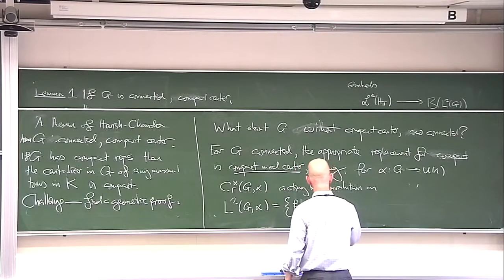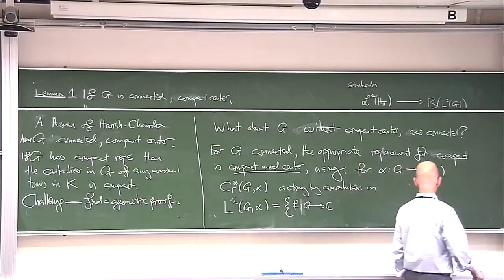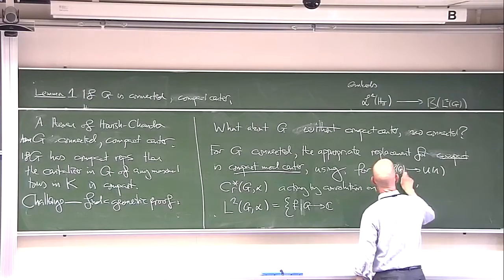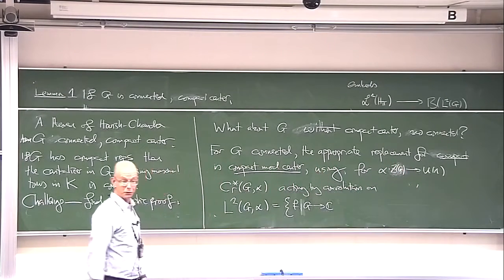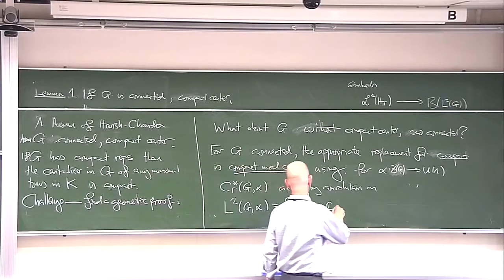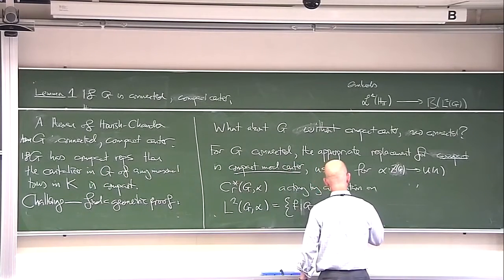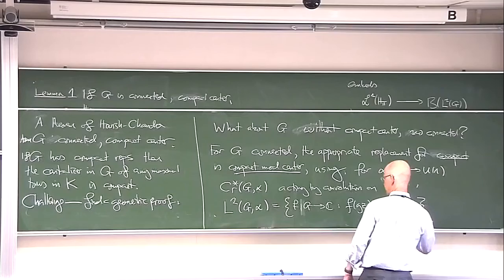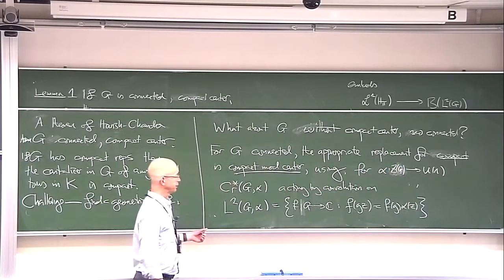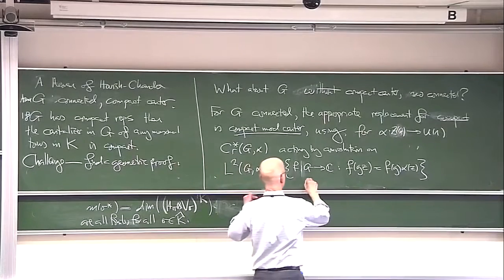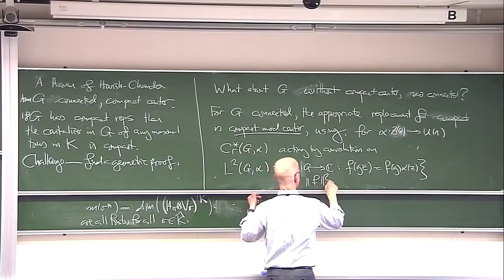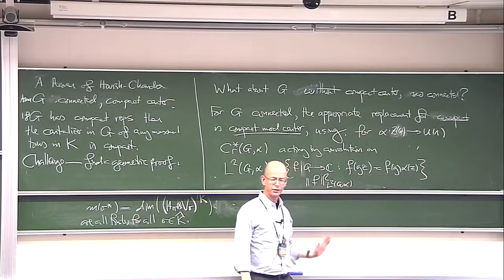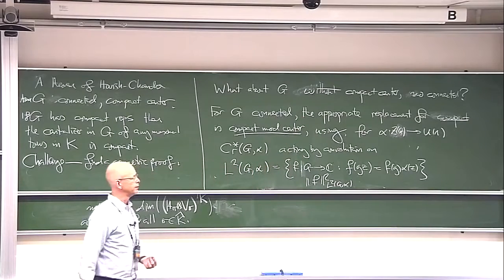Oh, I screwed something up here. I want to put here the center of G. Apologies. Now it will make more sense. Which behave on the center in exactly this way. And the L2 norm on this space. These functions are not square integrable because they have constant modulus in the center direction, which is not compact. There's no hope for these things to be square integrable.